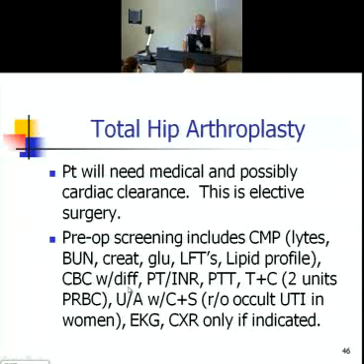A CBC with a diff, we want to be sure that the patient's hematocrit is good, they're not anemic, they have platelets, and we also want to be sure that they don't have any occult infection. PT-INR as a baseline, we want to be sure that the patient's blood is clotting the way it's supposed to. We're going to do a big operation.